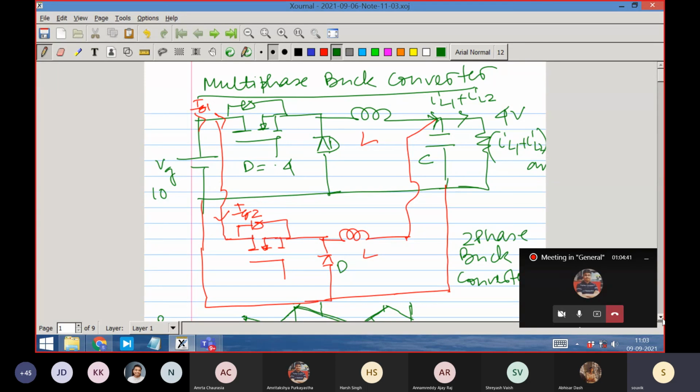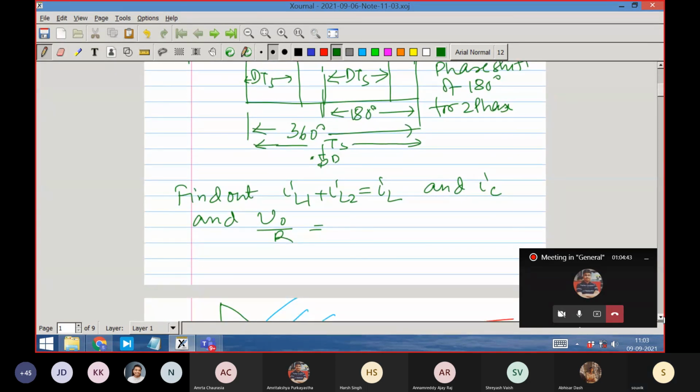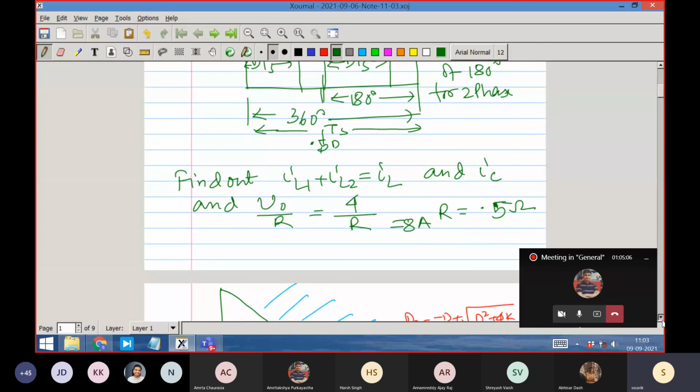I want you to determine this, and V naught is 4 divided by R, whatever the R is. Earlier it was 1 ohm, let us say R is equal to 0.5 ohm. So this is equal to 8 ampere. I am just trying to make the numbers all equal. L is equal to 10 micro, TS is equal to 10 micro. This is 10 microfarad, this is 10 microsecond.